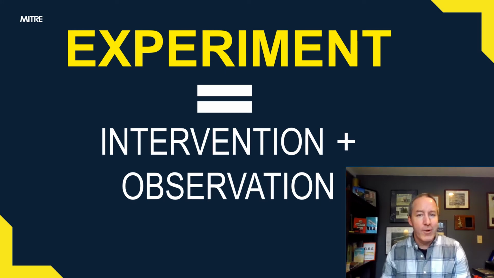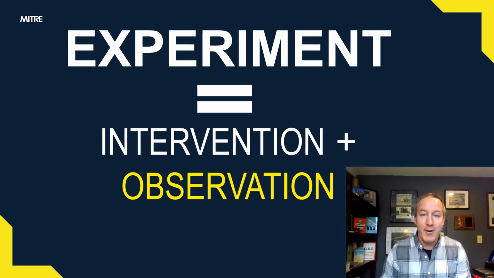In keeping with my preference for short, simple definitions, I like to define an experiment as an intervention followed by an observation. And this word intervention just means to change something. We might add something or take something out. We might swap or replace or rearrange the order of things. But if all we do is make a change, we haven't really done an experiment yet.